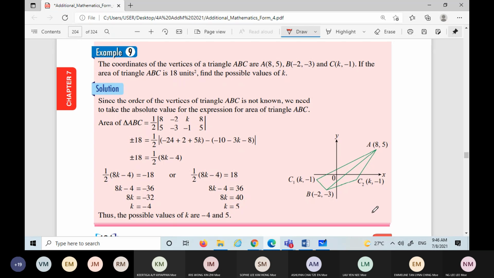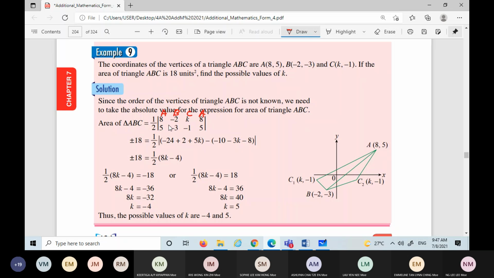So you see, C can be here and C also can be here. This is why you need the modulus. You still remember the modulus can bring two meanings, one positive, one negative. So you just use the formula. So 8, 5, -2, 3, and then K, -1. You arrange point A, point B, point C, and then repeat point A.